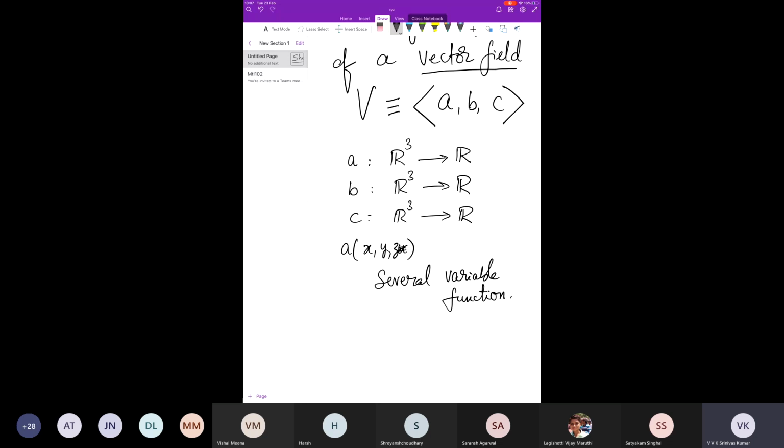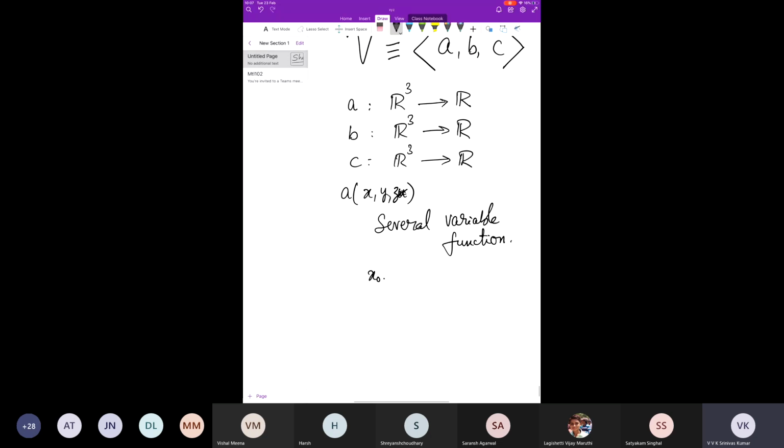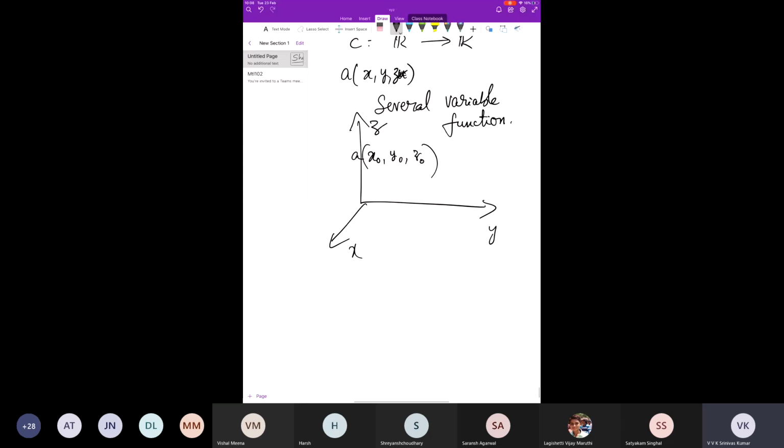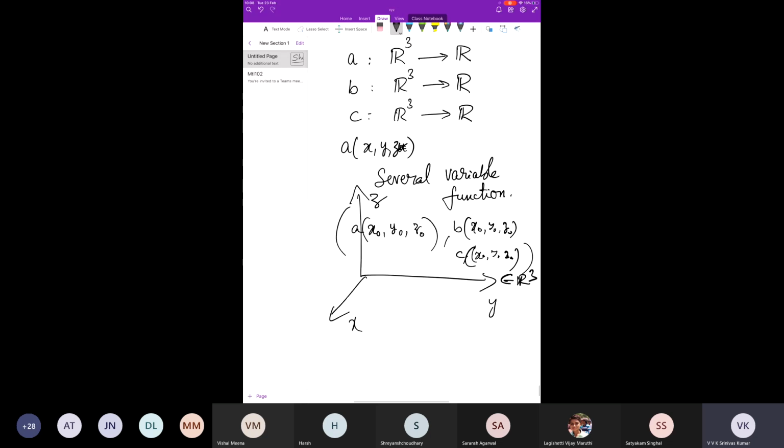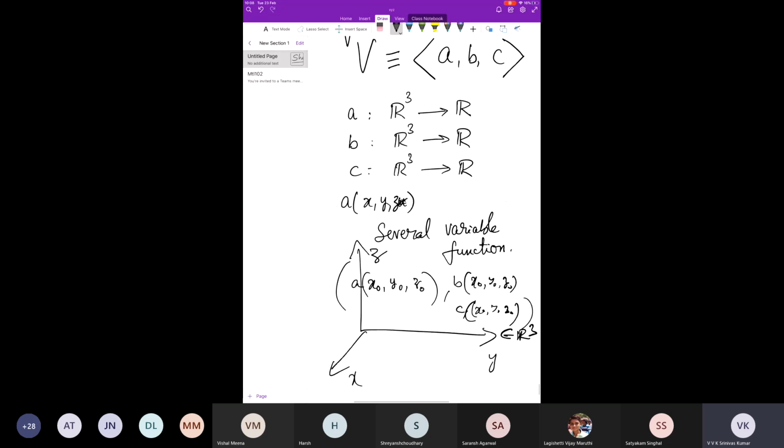At any given point, if we fix a point (x0, y0, z0) in R3, then (A, B, C) evaluated at (x0, y0, z0) is again a point belonging to R3, because they are real valued functions. So that is a vector field.